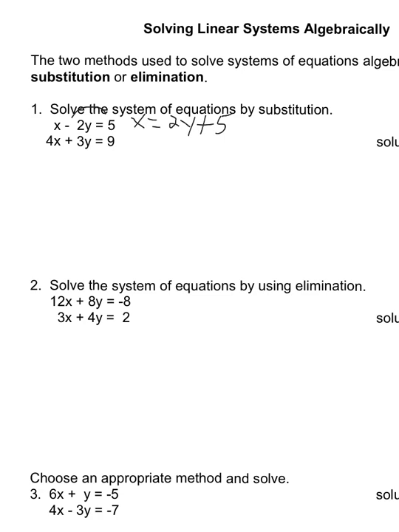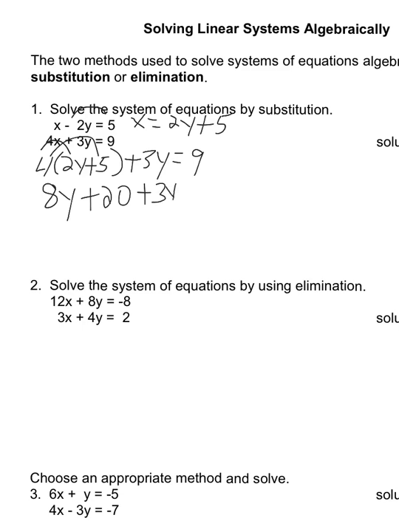Now, x equals 2y plus 5, so 2y plus 5 equals x. They're the same, they're interchangeable. I'm going to plug that new x value in for x in the second equation. So it'll be 4 times (2y plus 5), plus 3y equals 9. Now, a number touching parentheses means multiply. 4 times 2y is 8y. 4 times 5 is 20. Plus 3y equals 9.